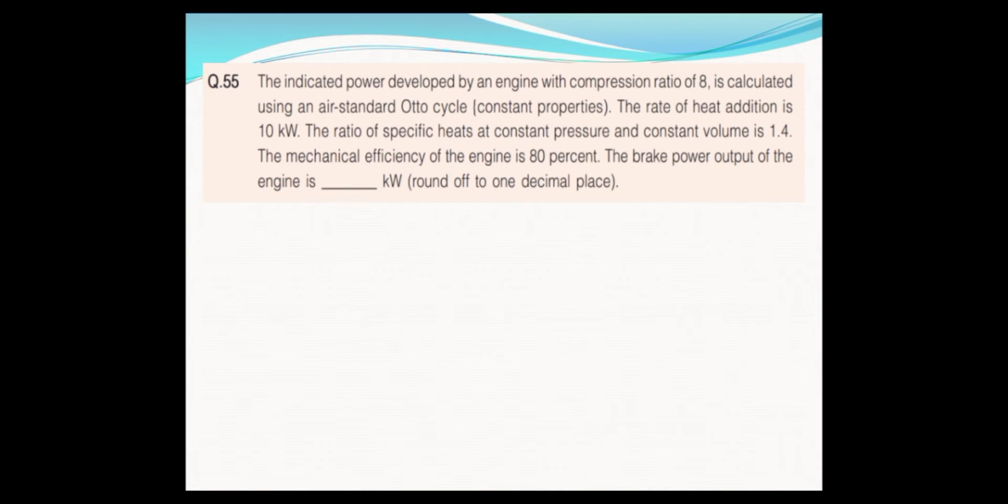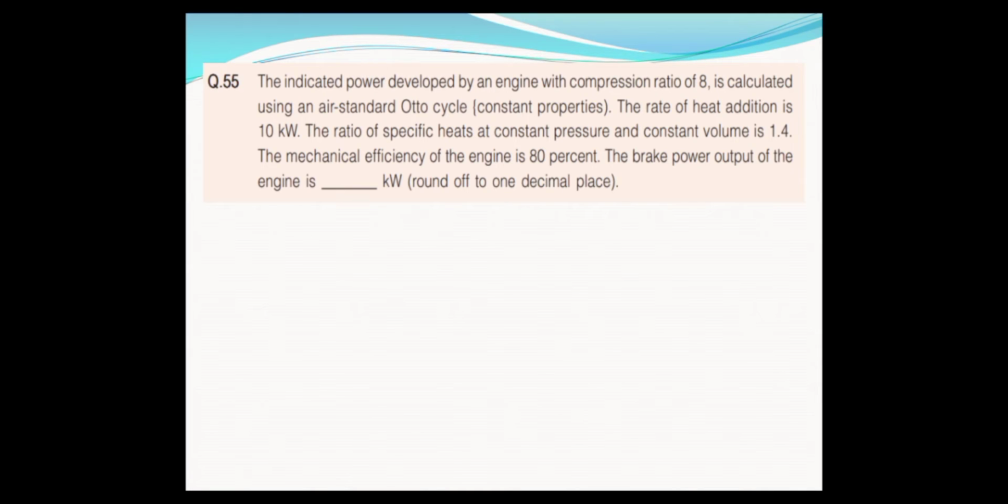the indicated power developed by the engine with compression ratio of 8 is calculated using an air standard Otto cycle. The rate of heat addition is 10 kilowatts. The ratio of specific heats at constant pressure and constant volume is 1.4. The mechanical efficiency of the engine is 80%. The brake power output of the engine is in kilowatts.